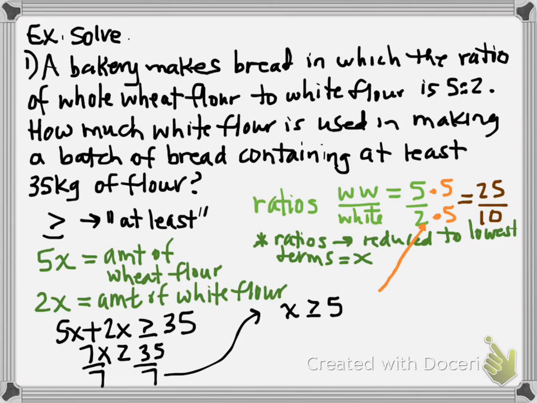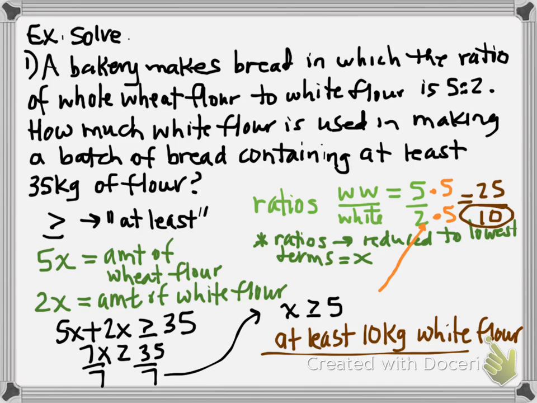So which of those two answers does my question actually ask for? It asks only for the white flour. So we're going to take this number, and this is how we write the answer. This is going to be more of a sentence because it's not just that number. It could be that number, it could be a different amount. So we're going to say that we need at least, mirroring those words, 10, the label was kilograms, white flour. Because we actually don't know the exact amount that was used to make the batch. We know it was a minimum of 35, but it could have been more than that. Okay? Does that make sense? Yeah? Okay.